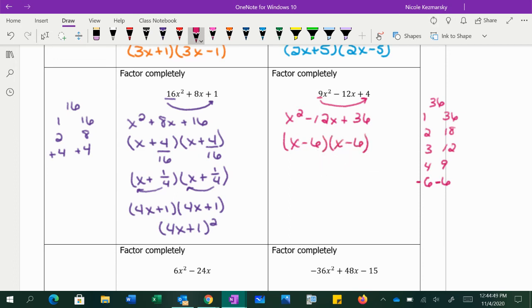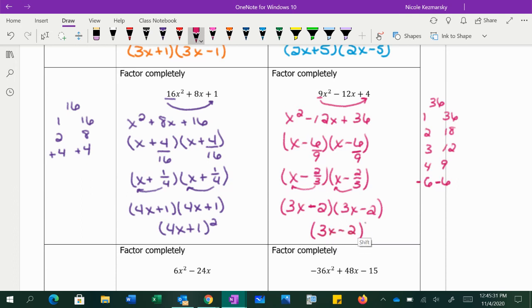I notice that they're the same, so we might have something similar happen with this problem that we did before. I'll divide by the 9 that we slid in the first step. That doesn't divide nicely, but it does reduce. They're both divisible by 3, so we're going to make this 2/3 and 2/3. And then we're going to take the 3 and put it in front of the x, and make it 3x minus 2 and 3x minus 2. And since they are the same two factors, we're going to write it as 3x minus 2 squared.